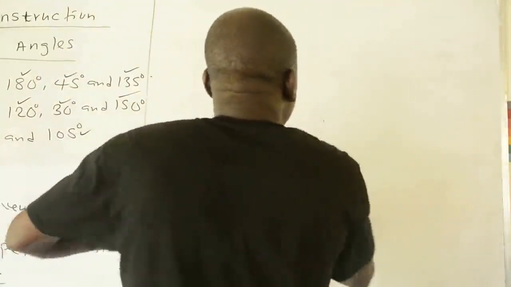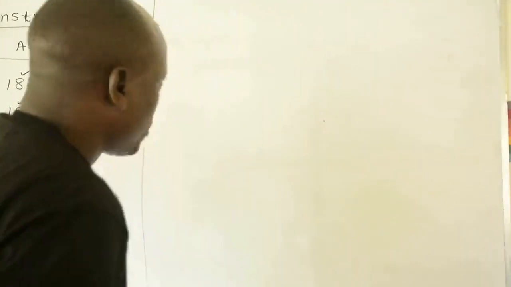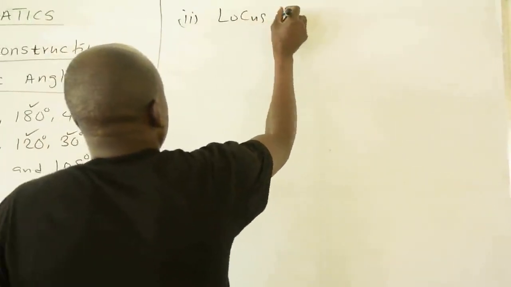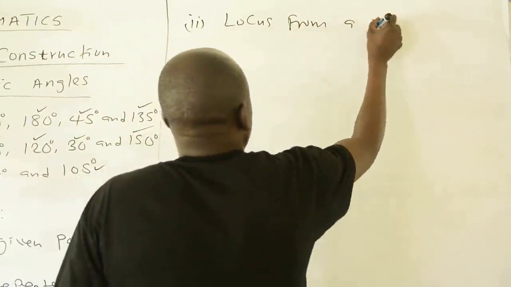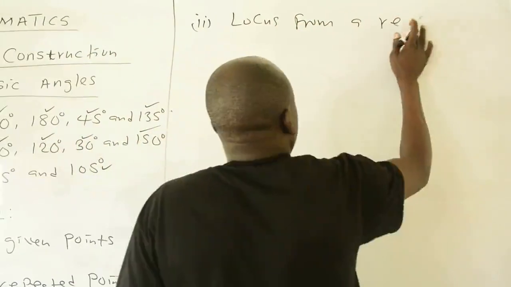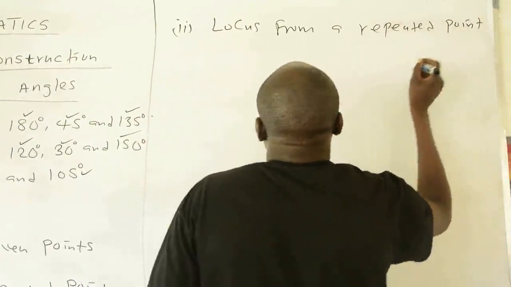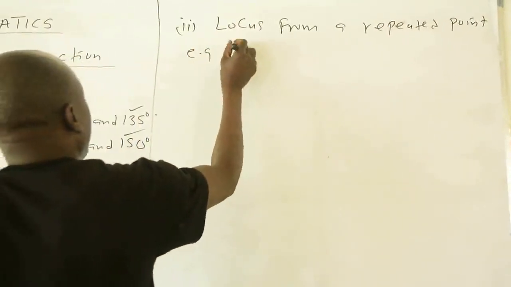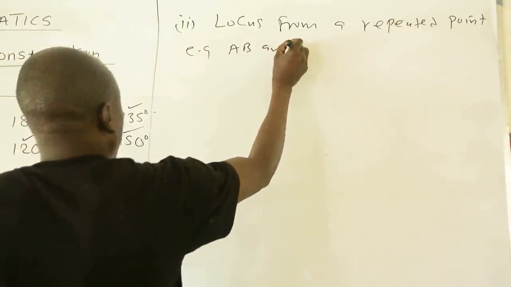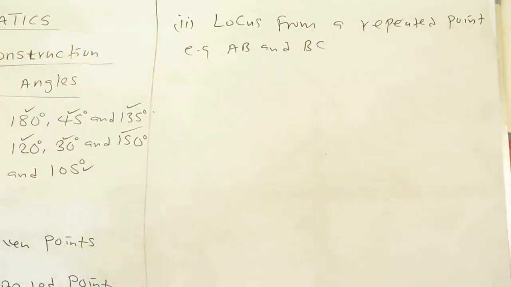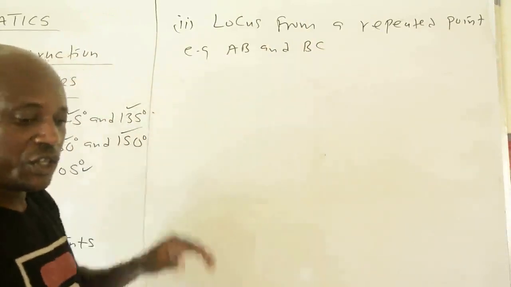Locus from a repeated point. For example, we have AB and BC. You find out that point B is repeated. AB and BC, point B is repeated.